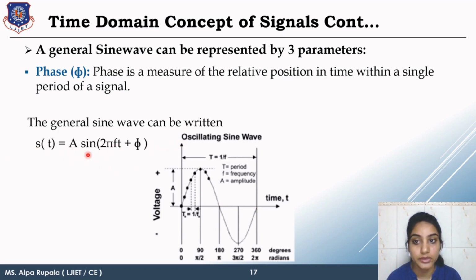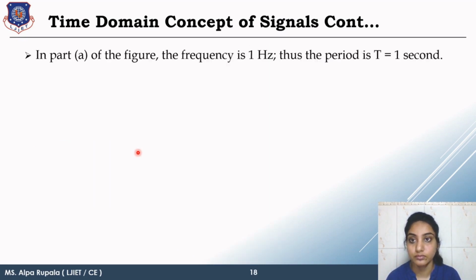Sine wave calculation: the generation of a sine wave can be written as S of t equals capital A sine of 2 pi f t plus phi, where capital A is the amplitude, small f is the frequency, and phi is the phase of your signal. So we can represent our signal by these 3 values.